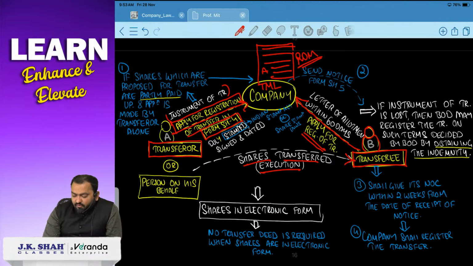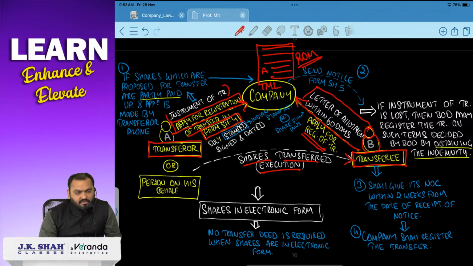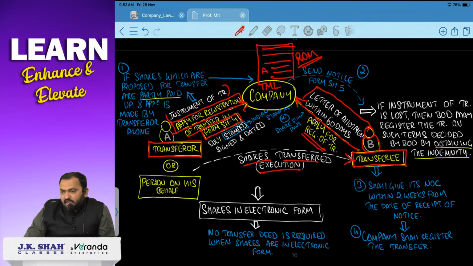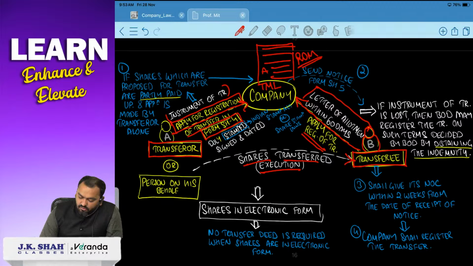While applying for registration of transfer, the transferee will submit what? Letter of allotment. I have the letter of allotment, I have the proof, please transfer the shares in my name. Understood? So the application can be made by the transferor also and the transferee also. Easy? Okay. And in both cases, the company will issue the share certificate within 2 months. Now see the blue thing.